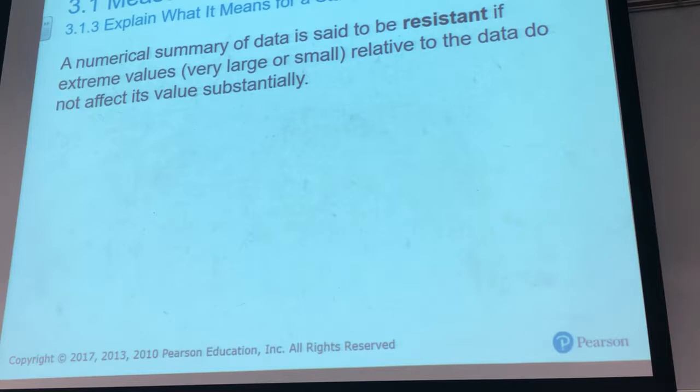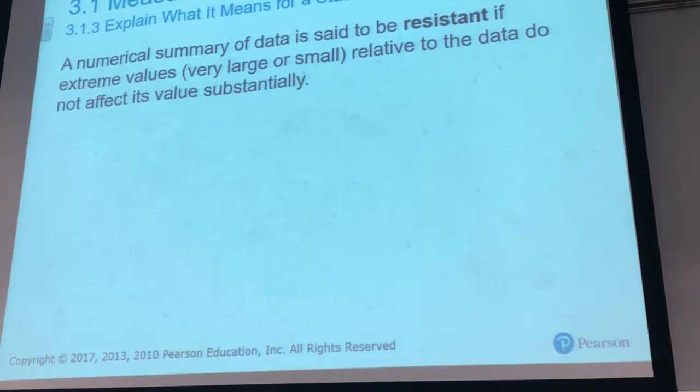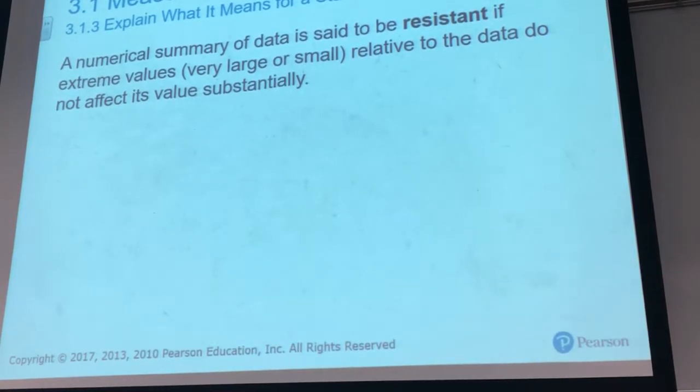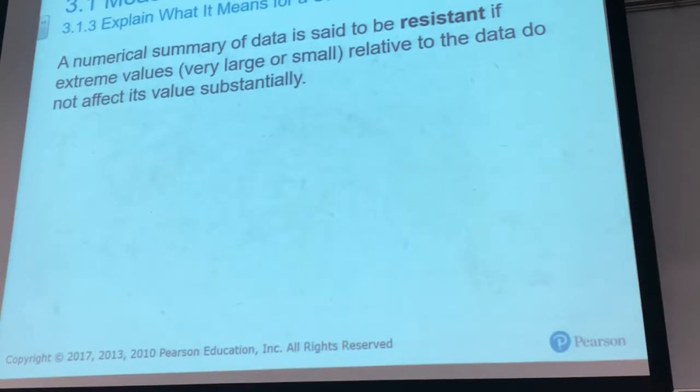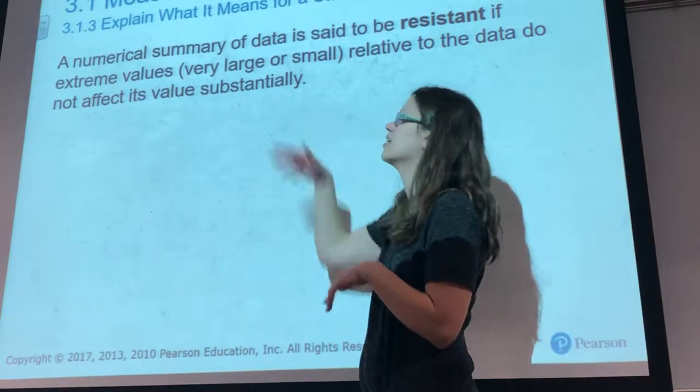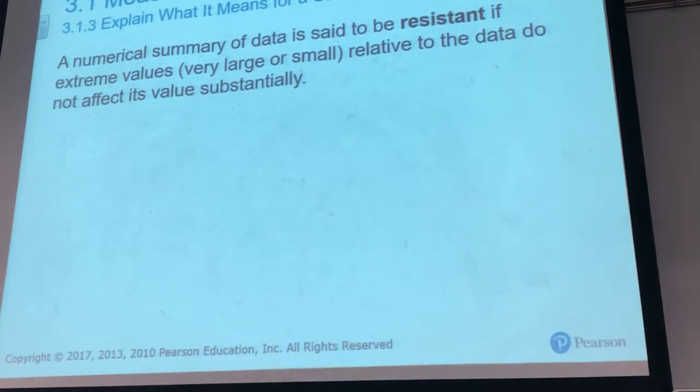So a numerical summary of data, so usually a statistic, but could be a parameter as well, is said to be resistant if extreme values, either very large or very small, do not affect its value substantially. So the extreme value that we saw on the previous slide was 130 because it was a lot larger than all of the other ones. You can technically have an extreme value that's very small compared to the other ones as well. But either way, when you throw in extreme values, if it doesn't change it substantially, then it's going to be considered resistant. So it might move a little bit, but it's not going to have that big of a change to it. So it's resisting those extreme values.